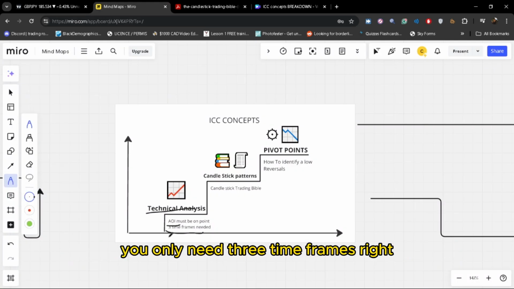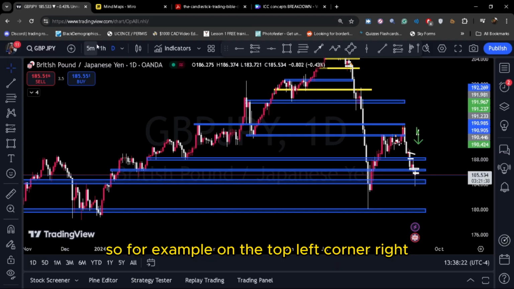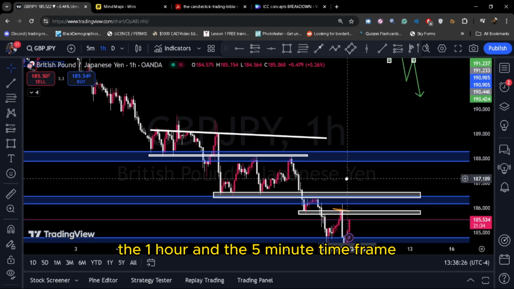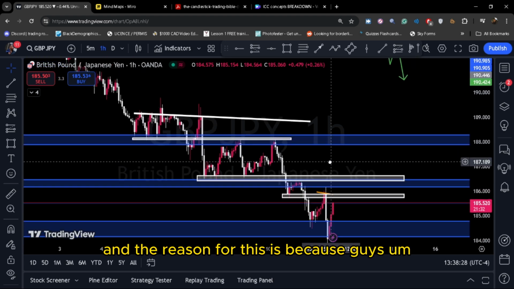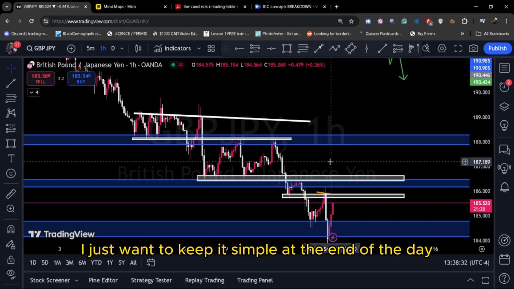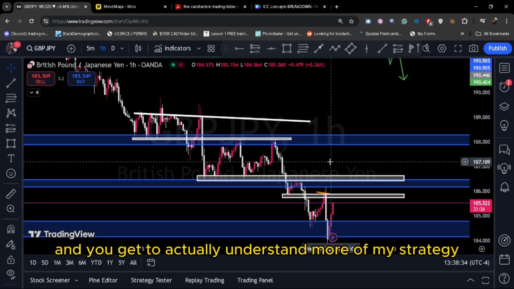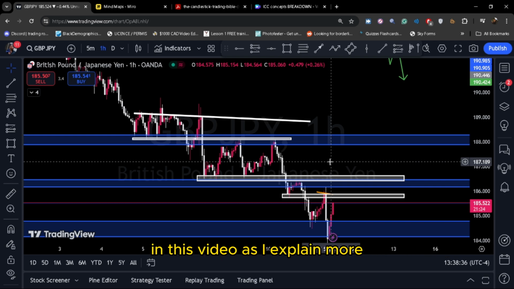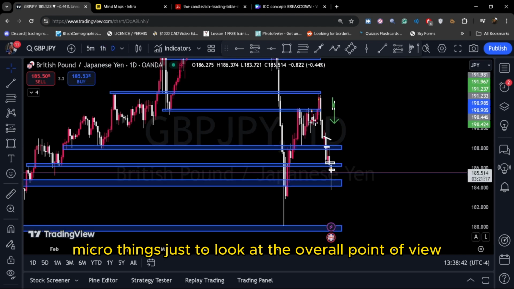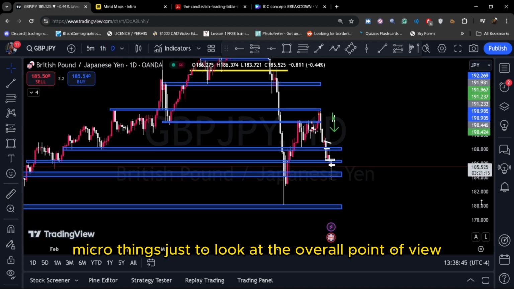And then also guys, you only need 3 time frames, right? So for example, on the top left corner, I only have 3 time frames: the daily, the 1 hour, and the 5-minute time frame. And the reason for this is because guys, I just want to keep it simple at the end of the day, and you get to actually understand more of my strategy in this video as I explain more. But essentially guys, the daily time frame is literally just to look at the macro things, just to look at the overall point of view, what is happening, right?